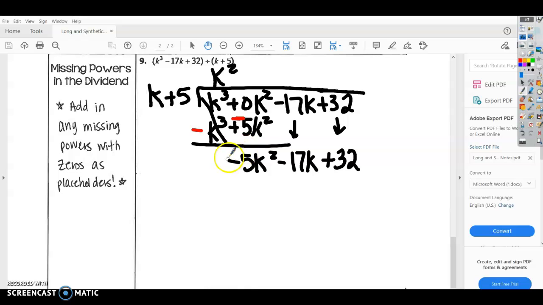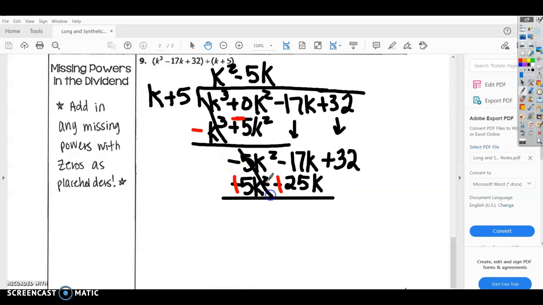Alright, we're going to start over. This first term is negative 5k squared. How many times does k go into negative 5k squared? Negative 5k times. Negative 5k times k is negative 5k squared. Negative 5k times 5 is negative 25k. And again, we are going to subtract all the way across. When I subtract a negative, that becomes positive, and that one becomes positive as well.